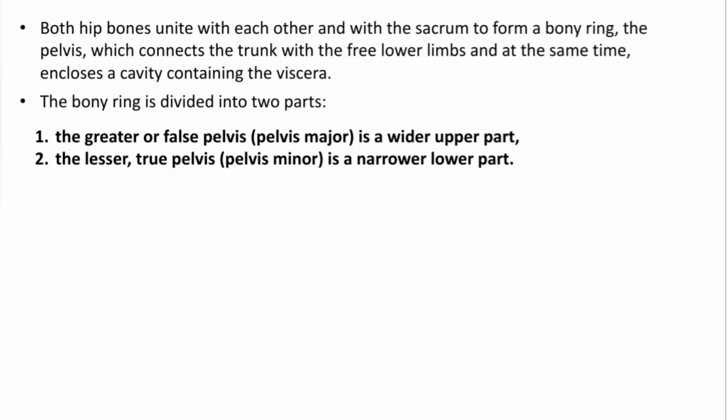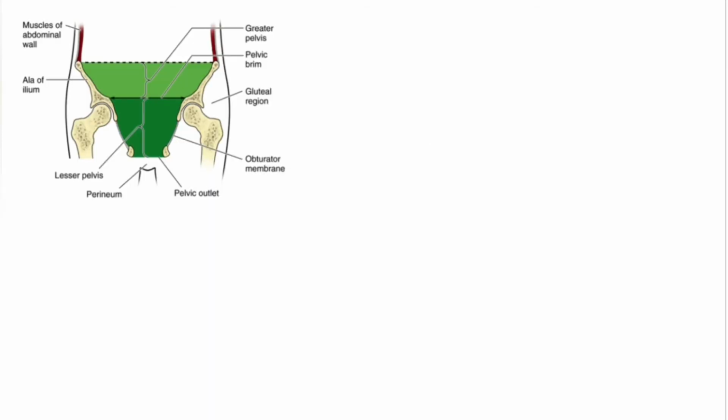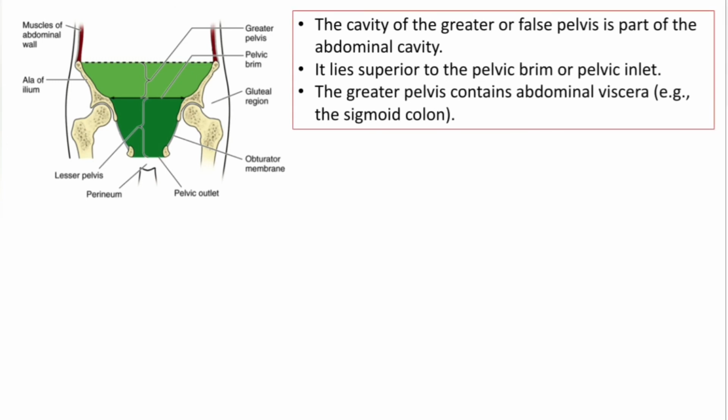There is a greater pelvis or false pelvis, that's pelvis major, which is the wider upper part, and the lesser pelvis. This one is called the true pelvis or pelvis minor, and its narrow part is below here in yellow. That's the lesser pelvis or true pelvis, and here in green around will be the greater or false pelvis. This is another view where you can see the false pelvis, greater pelvis, and lesser pelvis here.